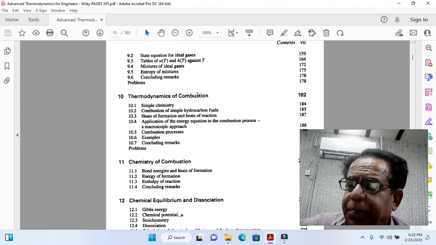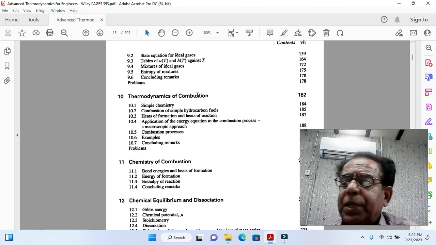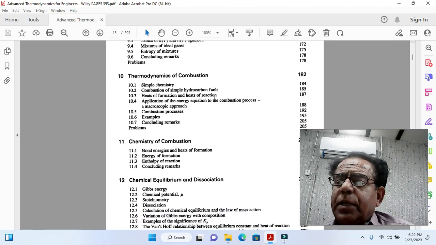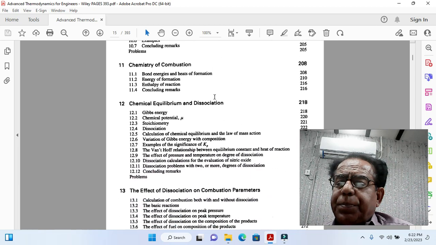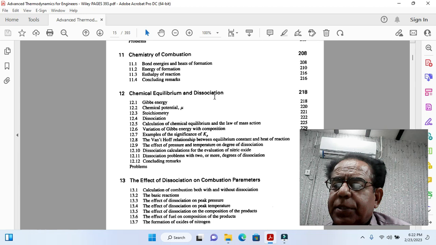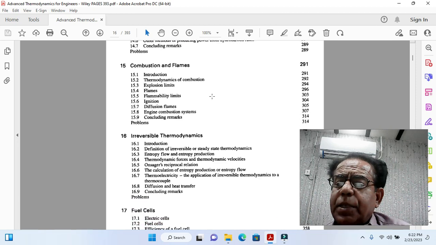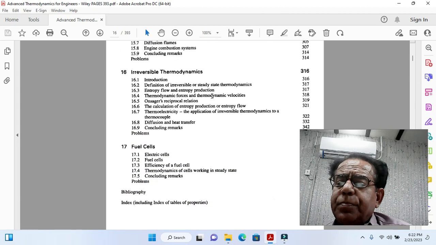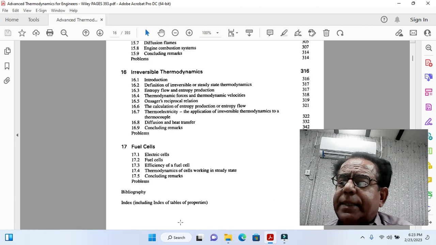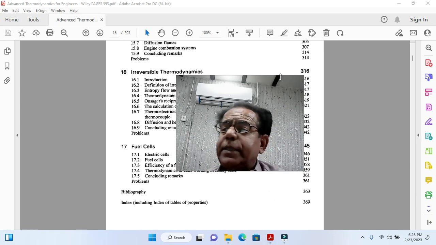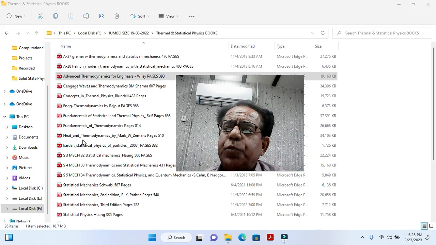Thermodynamics of combustion, chemistry of combustion, chemical equilibrium, and dissociation. Now chapter number 13, the effect of dissociation on combustion parameters. Chemical kinetics, combustion and flames, irreversible thermodynamics, fuel cells, and then the index is given at page number 369.